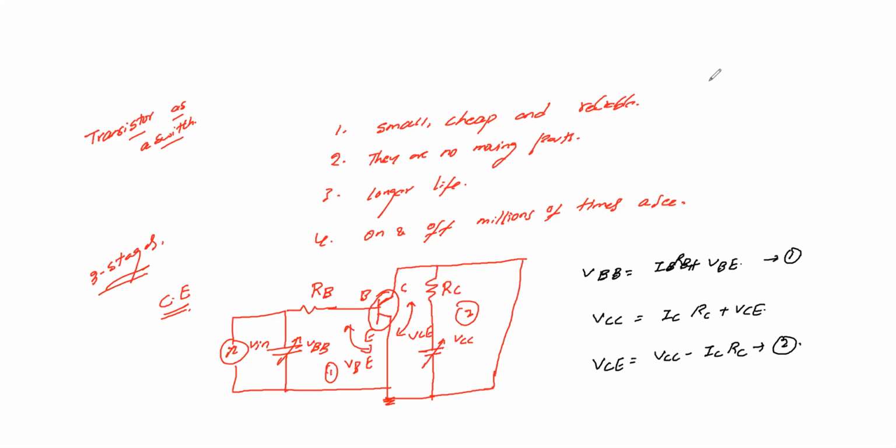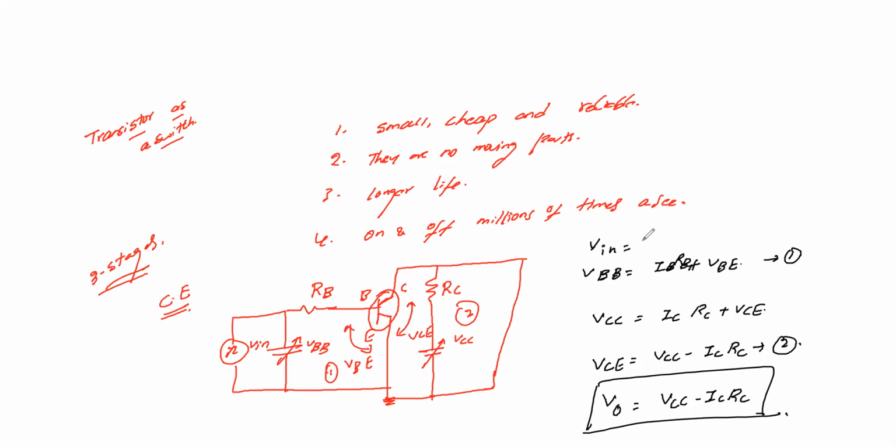Now let's see the thing. When we are discussing the equations, remember one more thing. I told you the output is across the collector and emitter, I'll take this as V naught. V naught is equal to VCC minus IC RC. I can rewrite that equation. And if you want to find the input, the input is nothing but your VBB, because the input voltage and the VBB are both in parallel, so both are the same. So V input is nothing but your IB RB plus VBE. This is your input voltage.